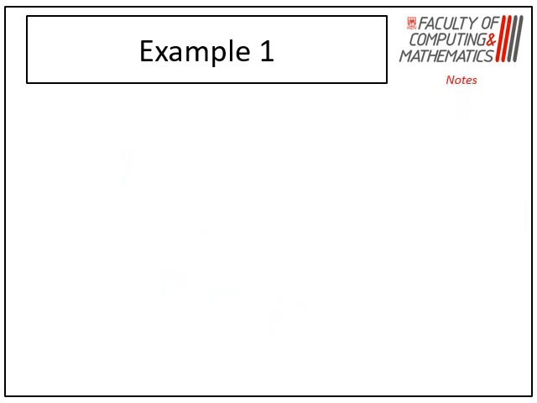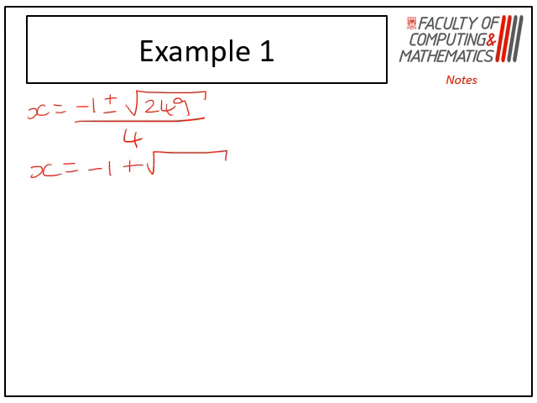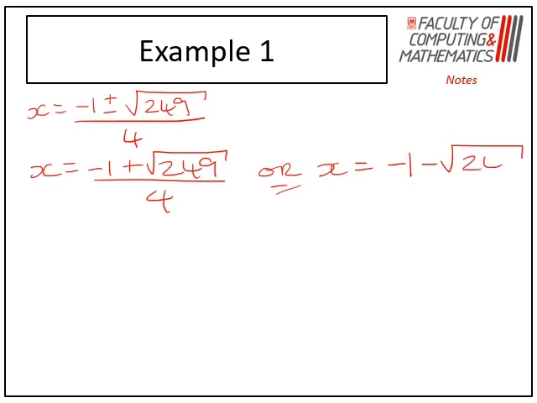All right, once we tidy that up, you end up with x is equal to -1 plus or minus the square root of 249 all over 4. Okay, at that point, you're going to need to pull it apart. So you get -1, let's use the positive version of the root 249 all over 4, or x is equal to -1 minus the square root of 249 all over 4.